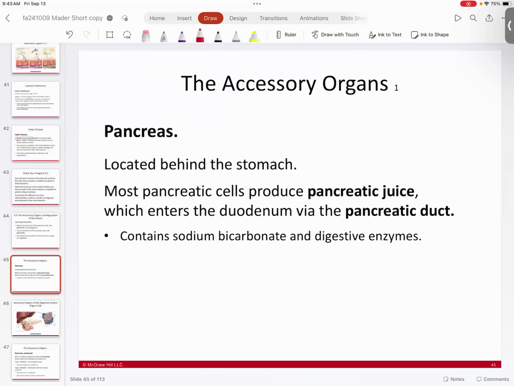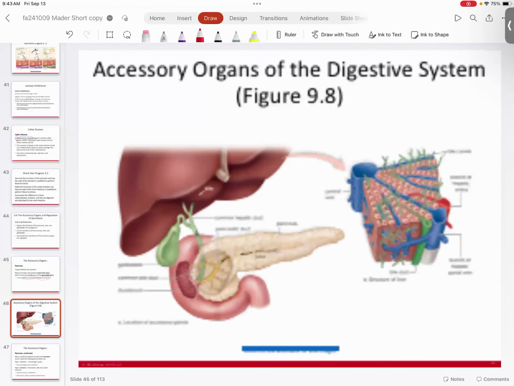So now let's take a closer look at the accessory organs, starting first of all with the pancreas. The pancreas looks like a Gorton's fish patty, and it sits right behind the stomach. Its job is to produce pancreatic juice. It offloads that pancreatic juice into the pancreatic duct, which connects to the duodenum and delivers its mixture of sodium bicarbonate and digestive enzymes into the small intestines.